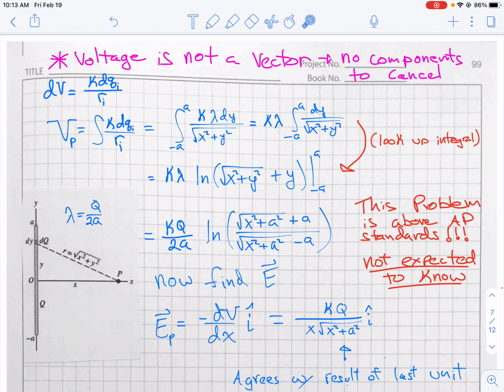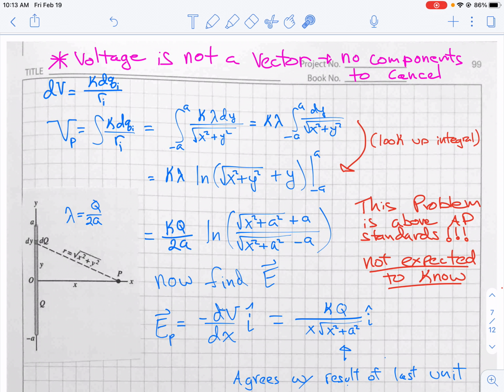This first one is a problem that's above AP standard. You're not expected to know it. We're looking at it here because we've seen this before when we integrated to find the electric field. And we know that there's a relationship between electric field and voltage. Electric field is the negative derivative of voltage with respect to position. And we can find voltage here and then use the voltage to find electric field and see if it agrees with the result that we got last unit when we integrated the electric field elements to find the electric field.